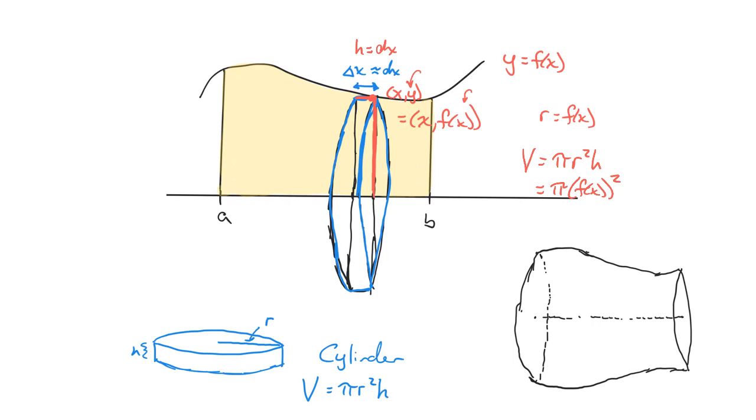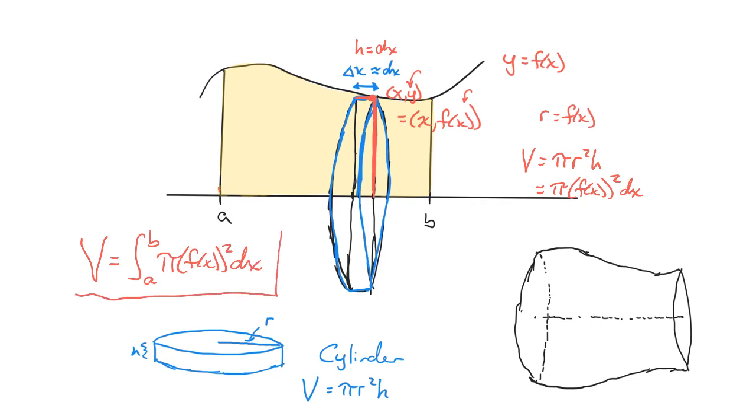We're going to square that, multiplied by dx. Again, dx is kind of wishy-washy, but it's okay to do it that way. Since we'll be doing this from A to B, the volume we'll do over here is going to be the integral from A to B, pi r squared h. Pi times f of x squared, h is dx. So that's the formula that's kind of the basis for what we'll do.